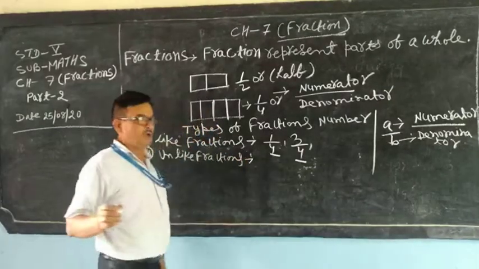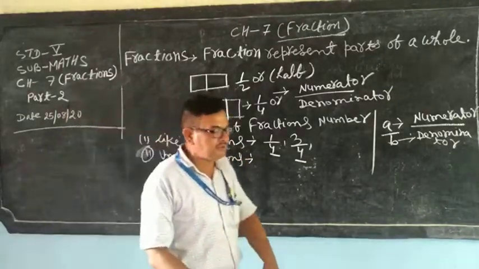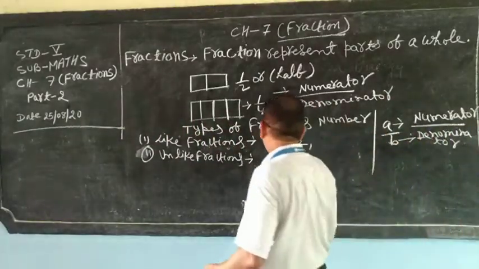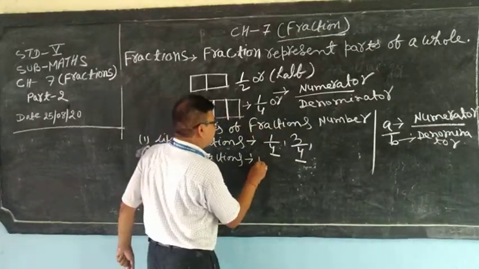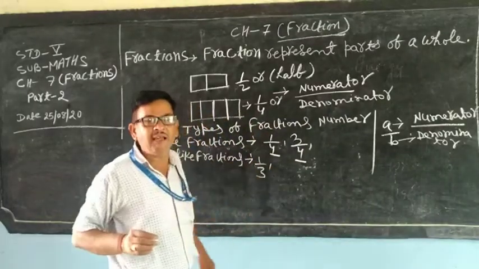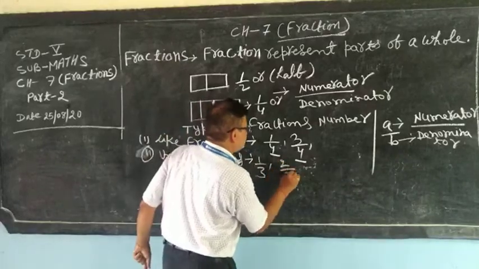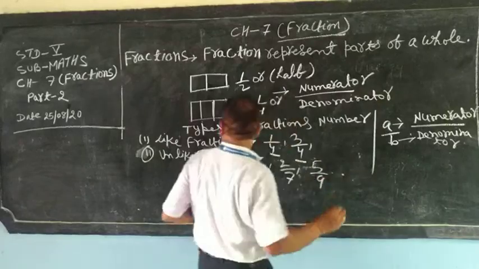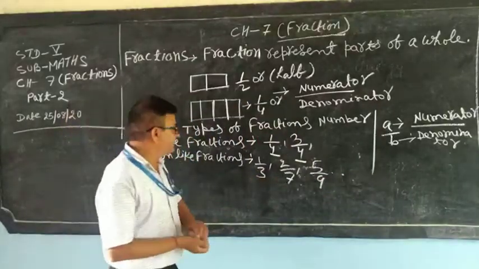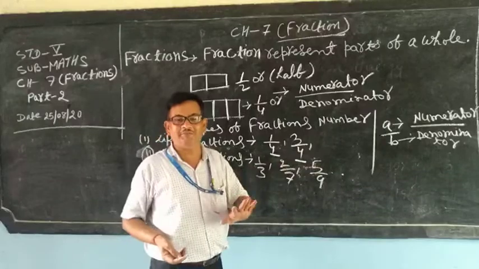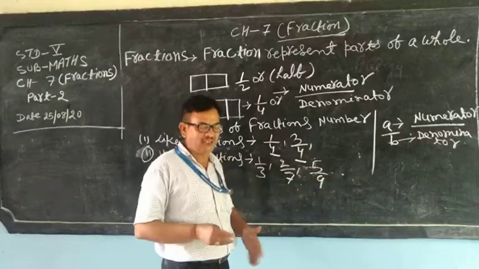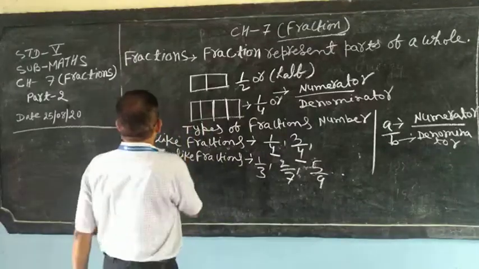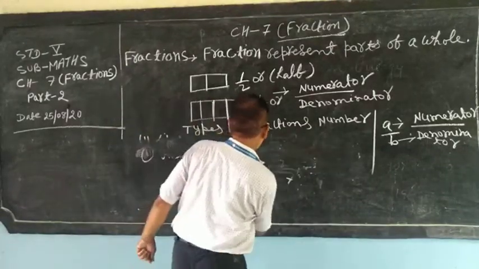Unlike fraction. Here the denominators are different. Now see this one, 4 parts are there, out of this 3. So if I write 1 by 3, 2 by 7, 5 by 9, these are all examples of unlike fractions. The denominator is not the same. It is called unlike fraction. Understood now?